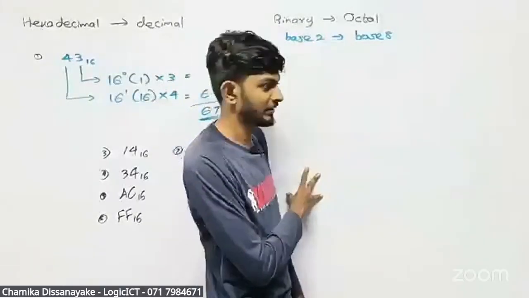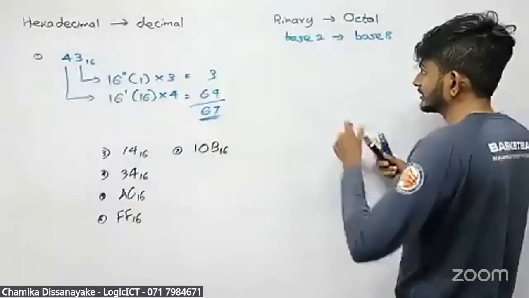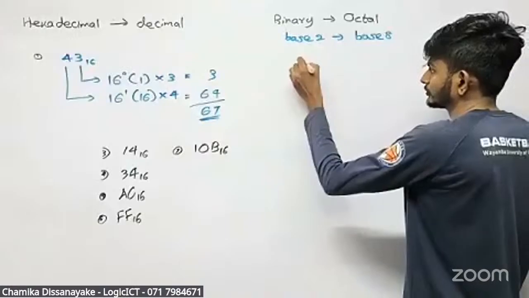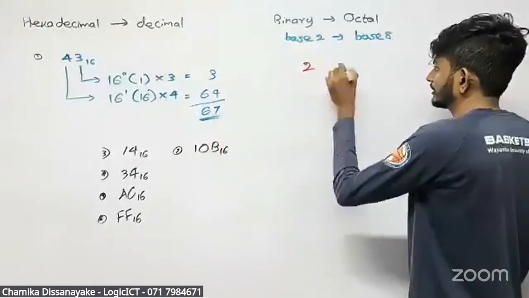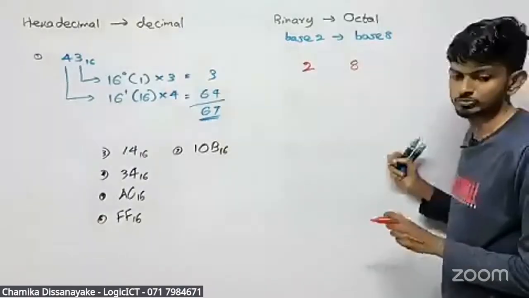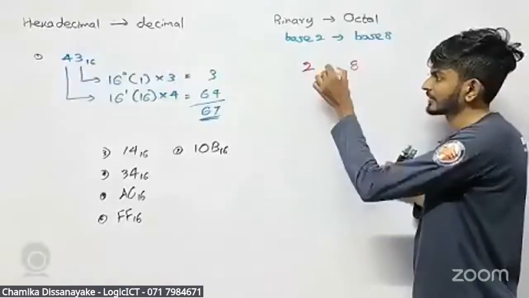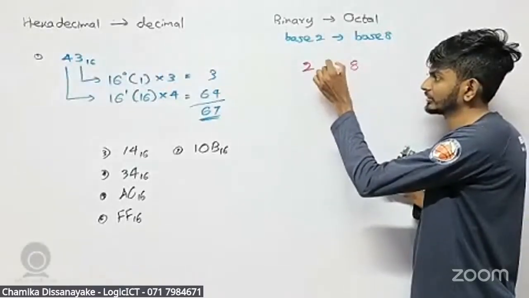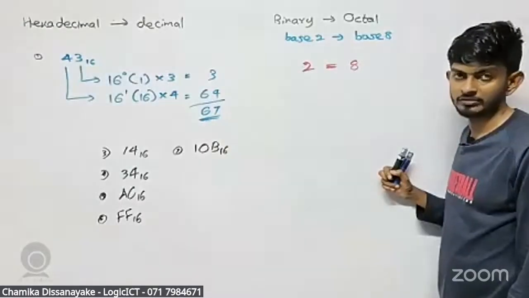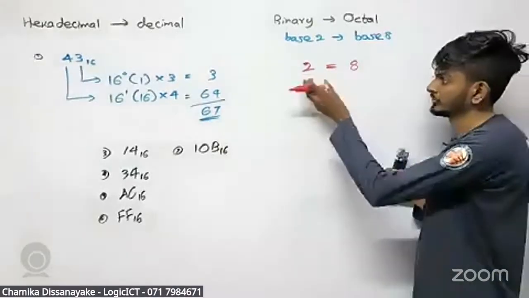Connection means, as I already told you, this is base 2 and this is base 8. So what we have to do is understand the connection. That means we have to get the equivalence of these two bases. What will be the equivalence values of these two bases?